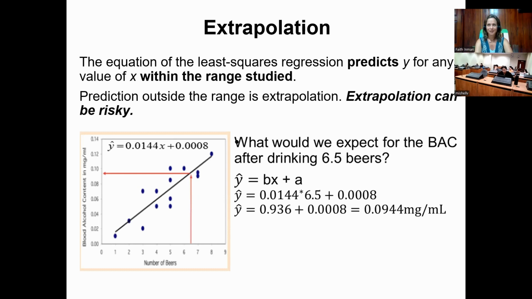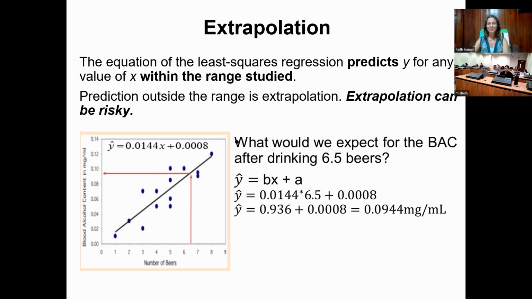Extrapolation. Okay. So we know that the equation of the least squares regression line predicts y for any value of x, but only within the range studied. Prediction outside the range is called extrapolation, and extrapolation can be really, really risky.